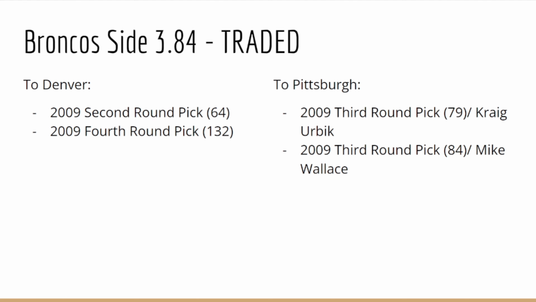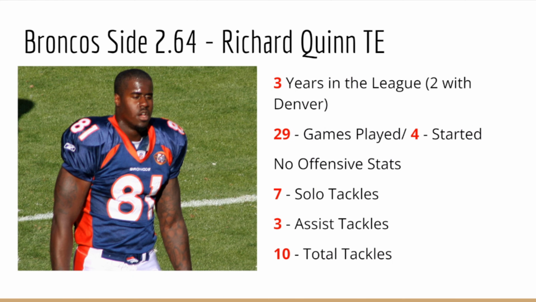Now, what player did we select with that 64th overall pick? Well, we'd use it to select Richard Quinn, a tight end. And if you're wondering who exactly, he did not do a whole lot with the Broncos. He was only in the league for 3 years, only with the Broncos for 2 of them. His final year was in Washington, by the way. He played in 29 games and started 4. He has no offensive stats, was mostly a special teamer. In his career with the Broncos, he has 7 solo tackles and 3 assist tackles for 10 total tackles. So a terrible pick by Josh McDaniels and that front office back in 2009.